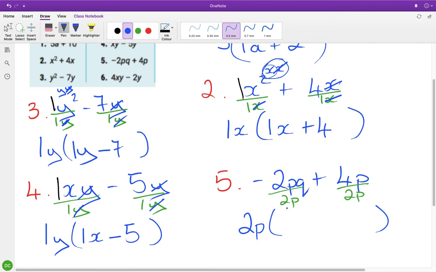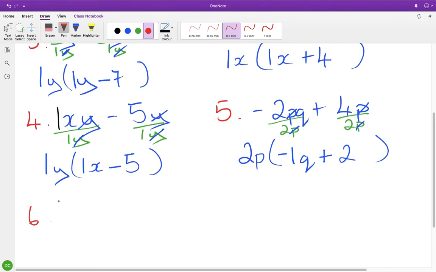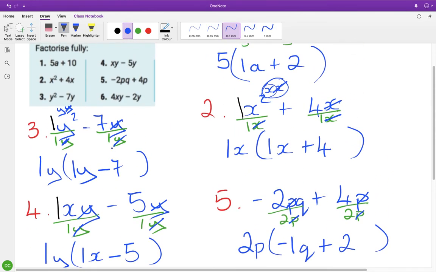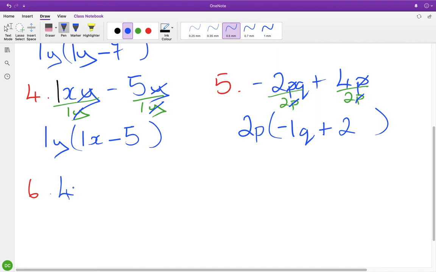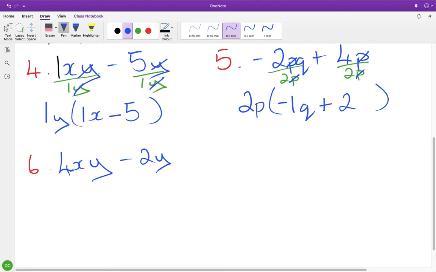Minus 2 divided by 2 is minus 1. The p's will cancel, and I have the q. Plus 4 divided by 2 is 2, and the p's cancel. Alright, and then the last one is 4xy minus 2y. Okay, so is there a number that divides into 4 and 2?